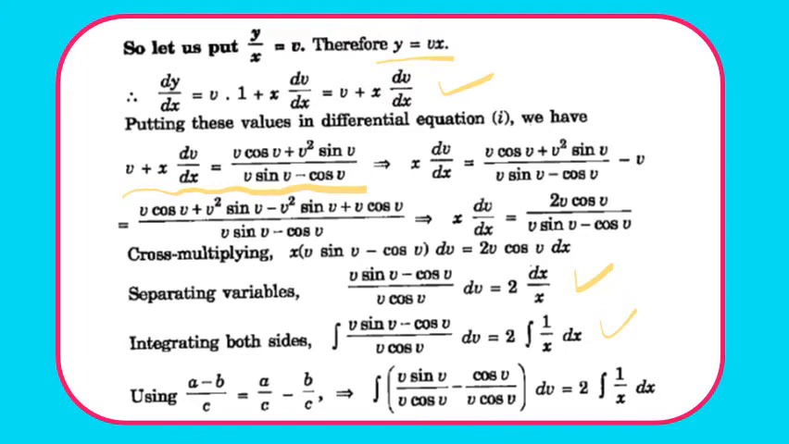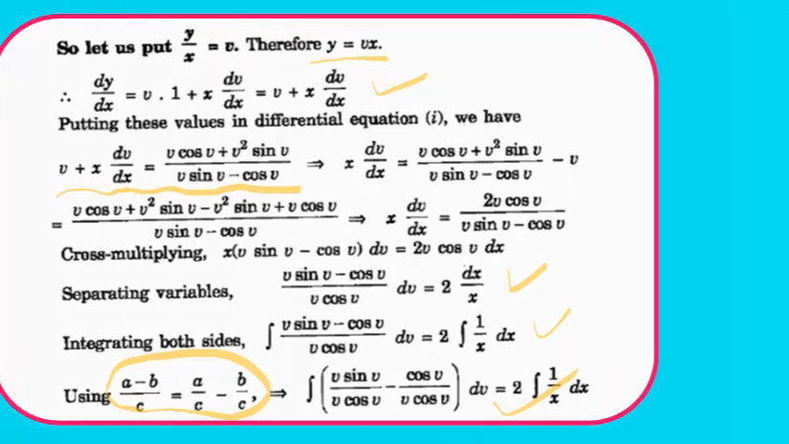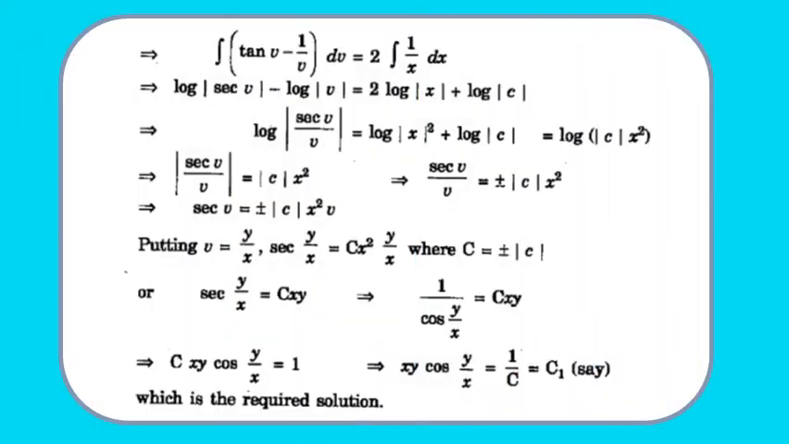Using the property of fraction (a − b)/c, very simple, we get the integral of (v sin v)/(cos v) − (cos v)/(v cos v) dv equals this one. So we have the integral of (tan v − 1/v) dv equals 2 times the integral of 1/x dx. Integral of tan v is log sec v, of 1/v is log v, of 1/x is log x, and since all are logs, we take the constant of integration as log c. So on simplification, we get the solution as sec v = |c x² v|.